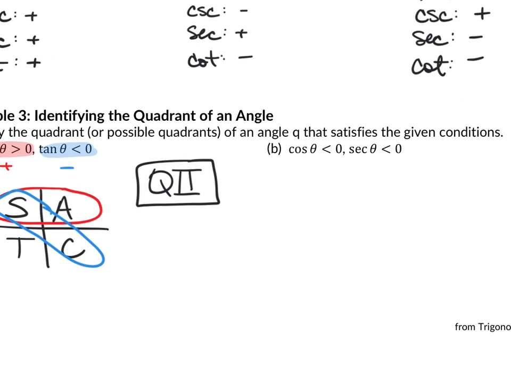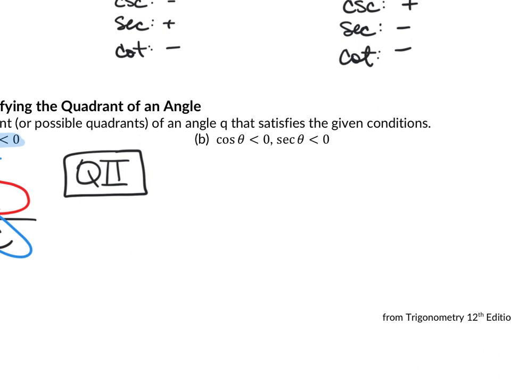Now what about B? Given the two pieces of information here, number one, that cosine of theta is less than 0, which means negative, and that secant of theta is less than 0, which means negative. Now we need to take a second and think about what secant is the reciprocal of, since all-star trig class doesn't use the reciprocal definitions.